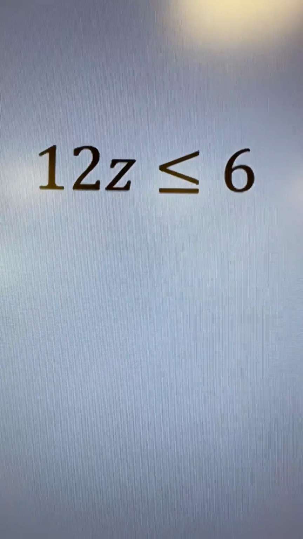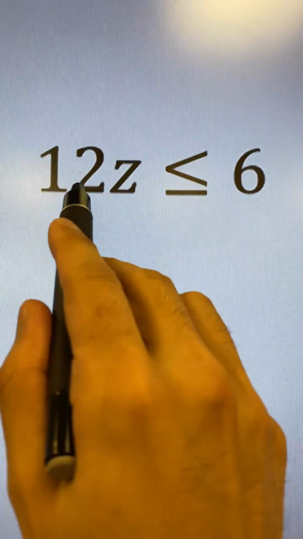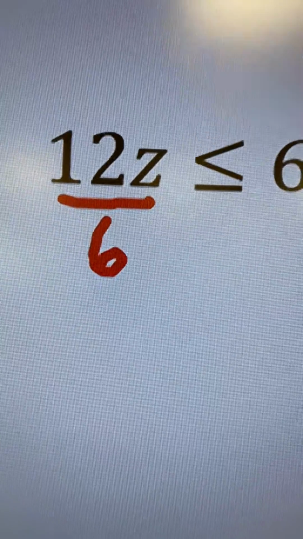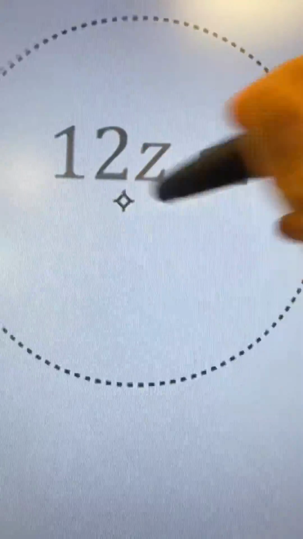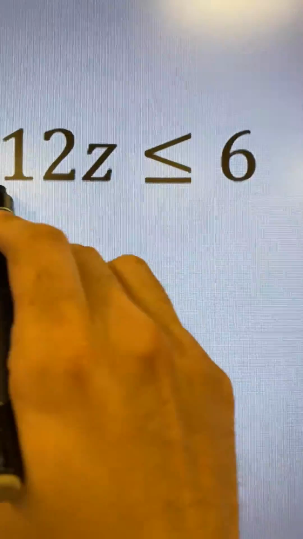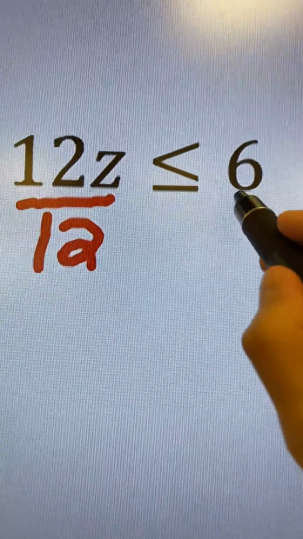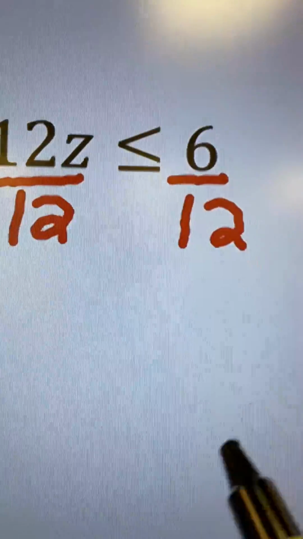You divide by whatever number would make this over here into 1z. So you can see if I divided this by 6, it's not going to give me 1z, it's going to give me 2z. Therefore, the correct thing to do to both sides of this inequality is to divide by 12. Because you can see here, when I divide this by 12, that's going to give me 1z, which is our goal. So I'm going to divide this side by 12 as well.